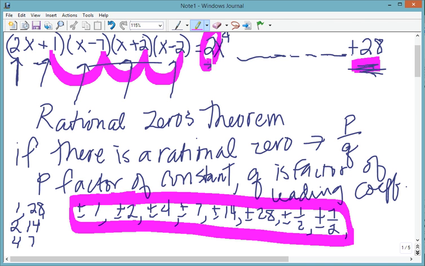Okay, here are our possible zeros for a polynomial that begins with the 2x to the whatever the leading degree is and ends with a 28. The rational zeros would have to be these.